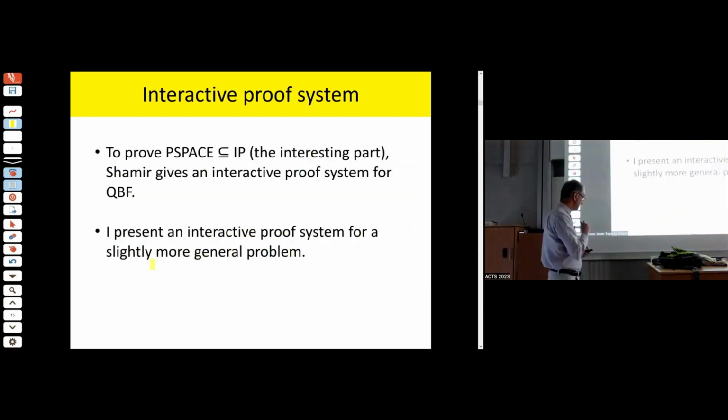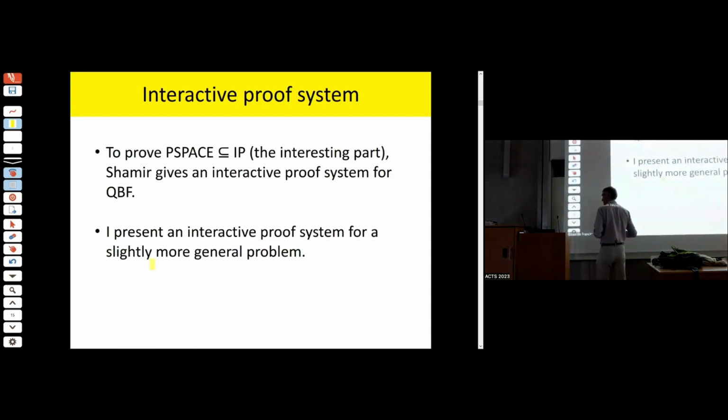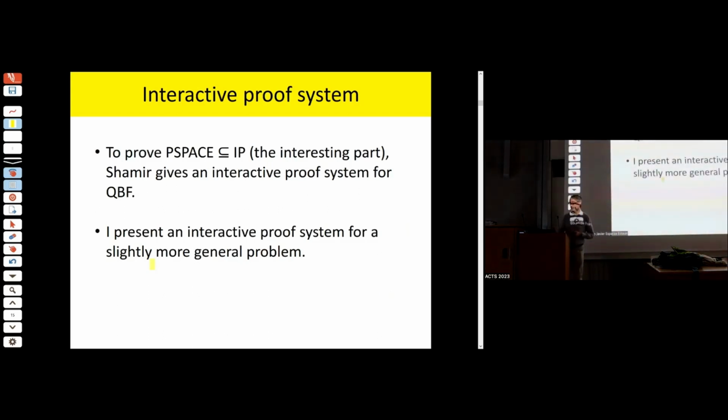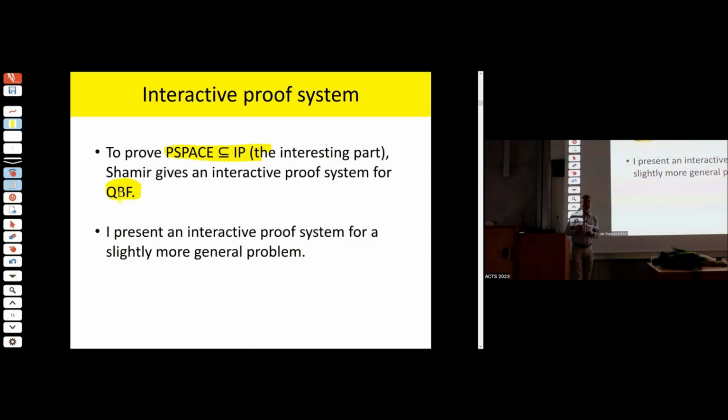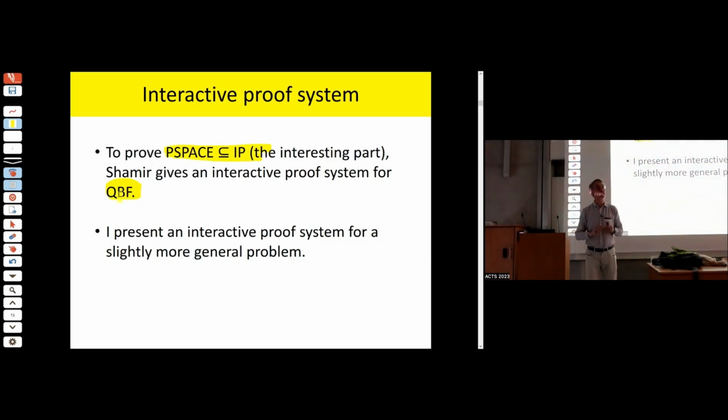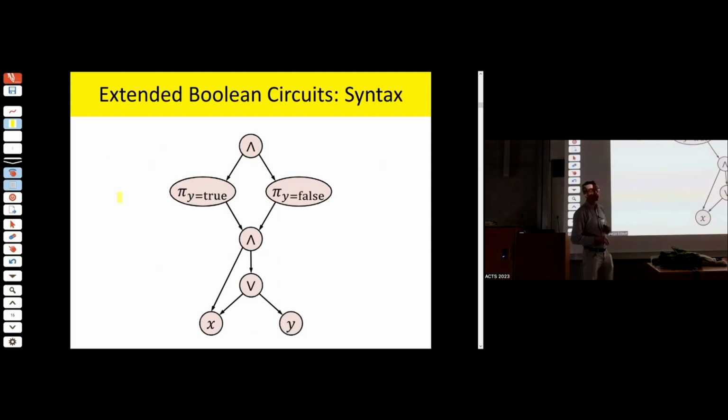Okay, so now the idea is that in order to prove that PSPACE is contained in IP, which is the interesting part of the proof, right? We want to show that for every PSPACE problem, there exists such a protocol. And what Shamir does is to give a proof system for QBF, right? And now I have to tell you a little bit about what he does. But for my purposes, it's better if instead of taking QBF, we take a slightly different problem, actually a more general problem. So first, let me try to describe the problem.